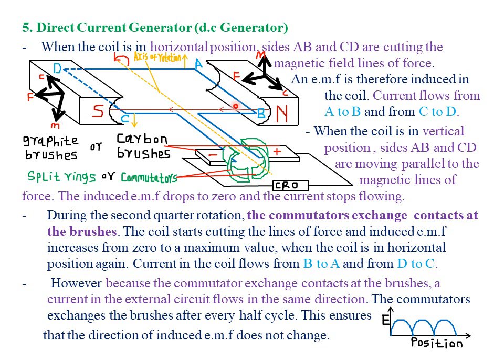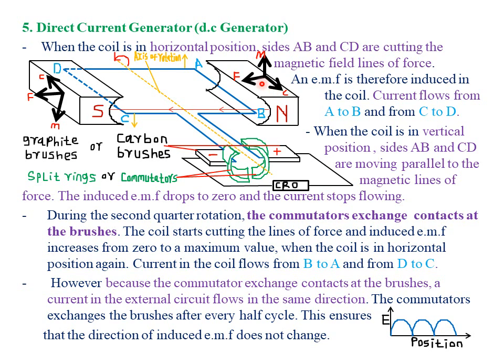Whenever a conductor meets the magnetic field lines at an angle of 90, we expect some EMF to be induced in that particular conductor or coil. So that is why, when the coil is in the horizontal position, the sides AB and CD will be cutting the magnetic field lines. Therefore, an EMF is induced in the coil. So the current flows from A to B, and also from C to D, as predicted using Fleming's right-hand rule, or the dynamo rule.